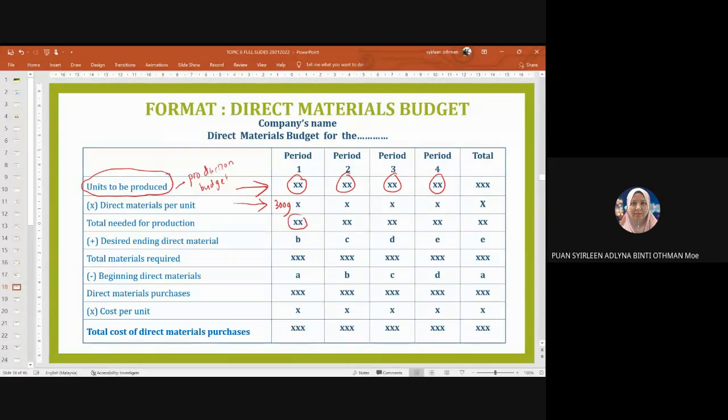Tapi kita masih ada beginning inventory of your raw materials. Okay, so kita kena consider juga the ending inventory and the beginning direct materials. Okay, yang ini sama macam production budget tadi. Dia mesti ada ending inventory policy.